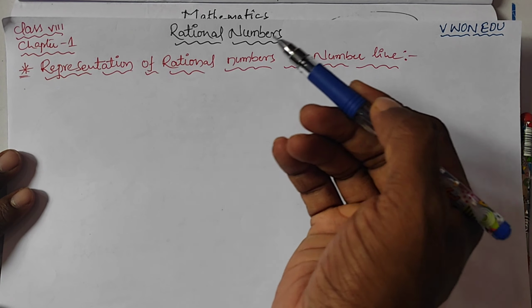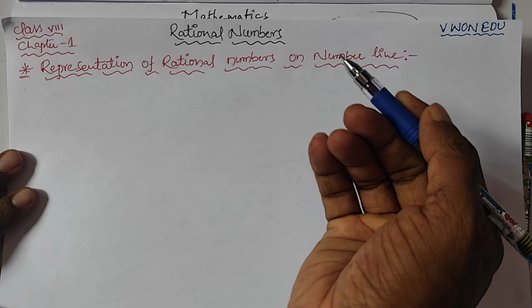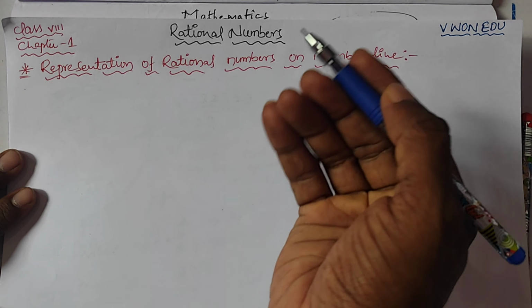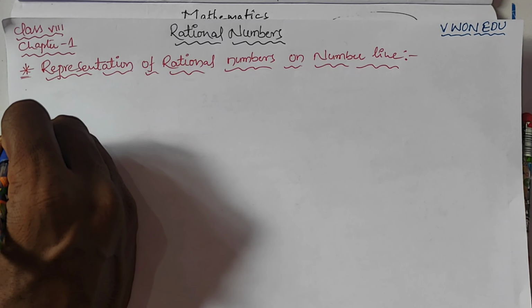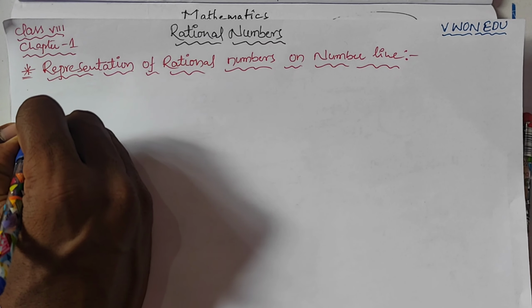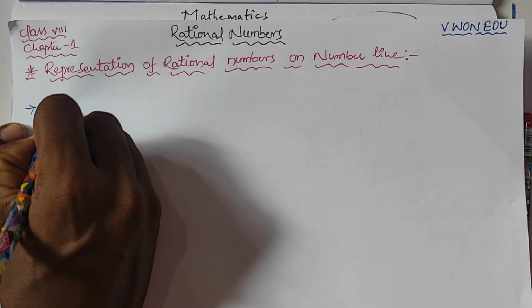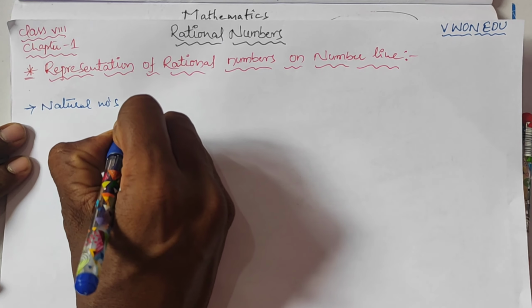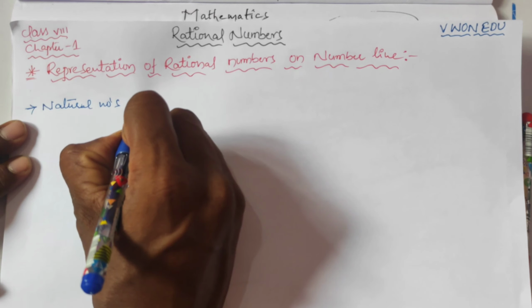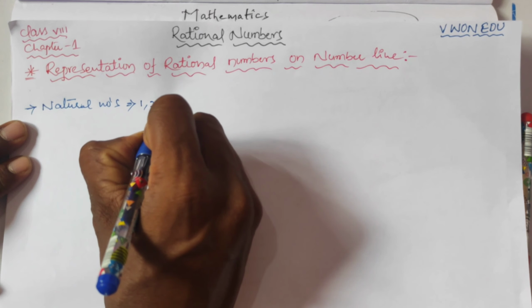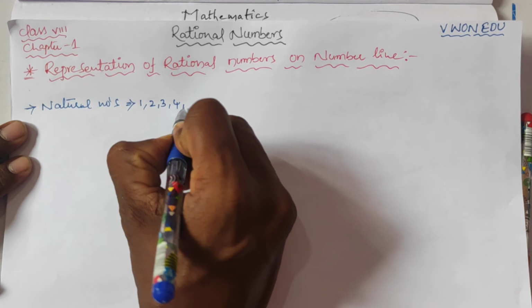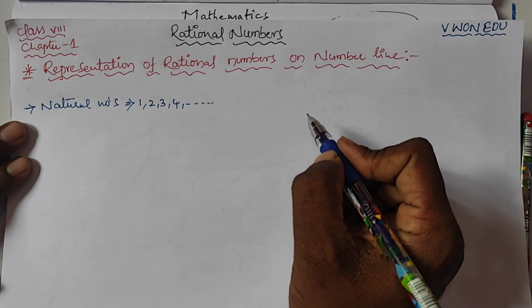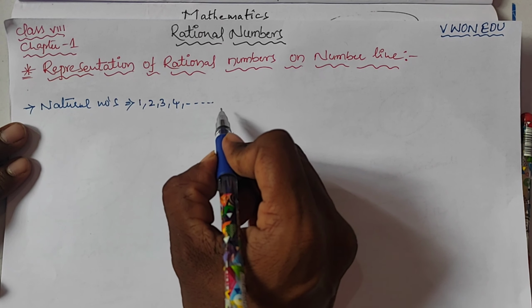This is a representation of a number line. Already we learned this in class 6 and class 7, isn't it? So once again we will recall. First we'll discuss natural numbers. We know that the numbers starting with 1, nothing but the counting numbers, are called natural numbers: 1, 2, 3, 4 and so on. Isn't it? So how will you represent them on the number line?